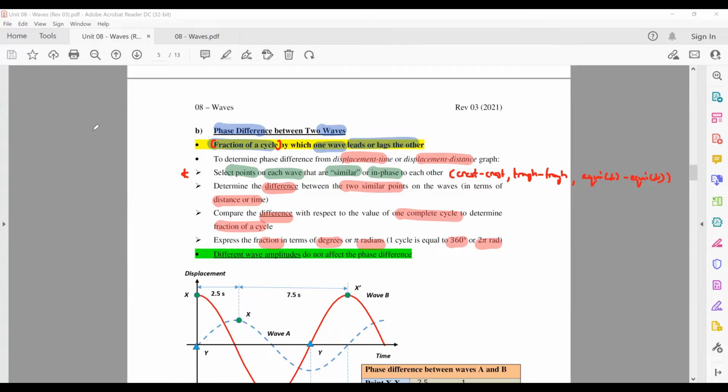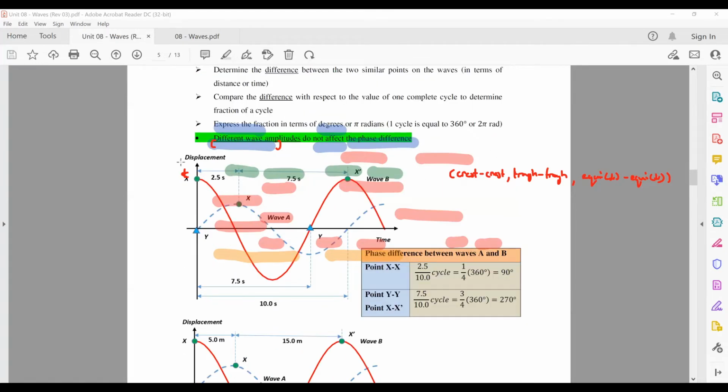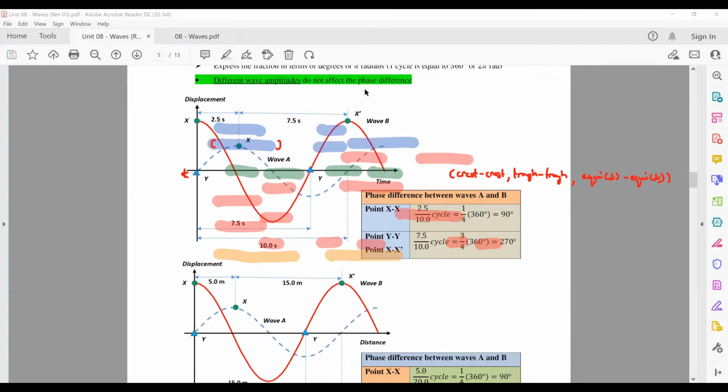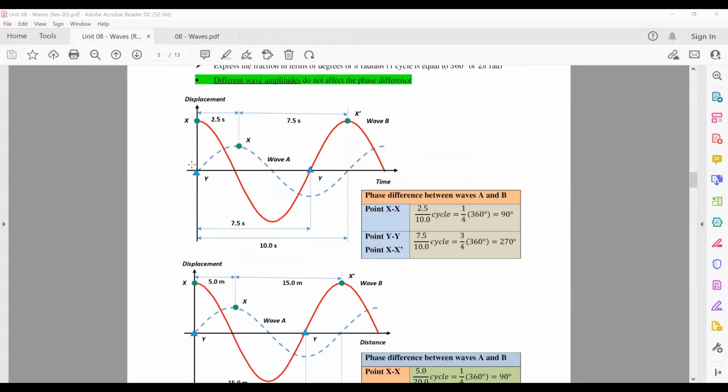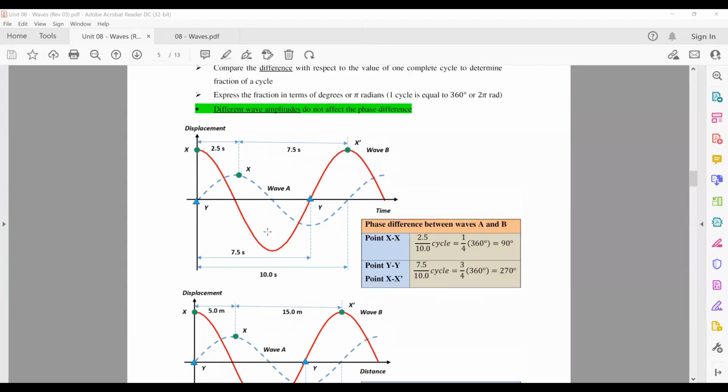All right. So another thing here that you need to know is that the two waves that we give you may not have the same wave amplitude, but it won't affect the phase difference. It doesn't affect anything about the determination of phase difference. All right. Different wave amplitudes do not affect the phase difference. It doesn't affect the value of phase difference that you get. So if you look downwards, there are two diagrams here, a displacement time and a displacement distance graph for two different waves, waves A and waves B.